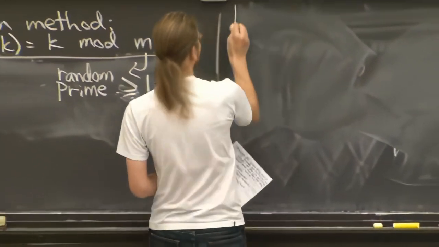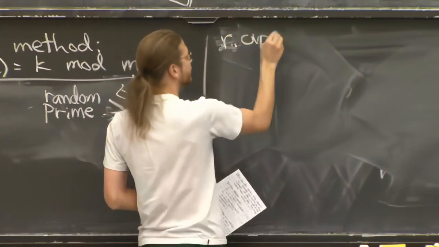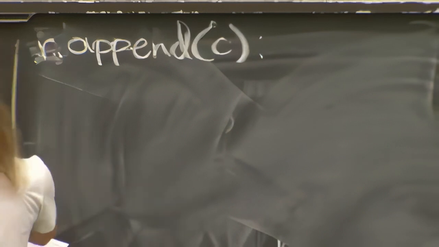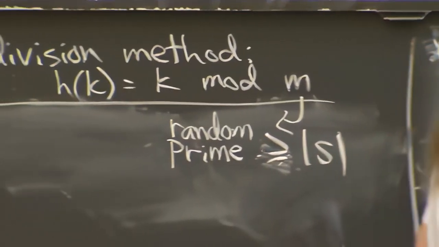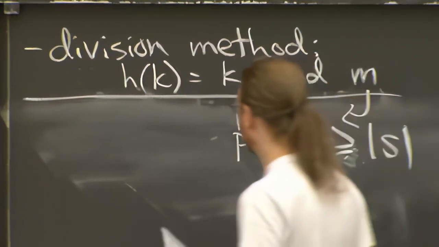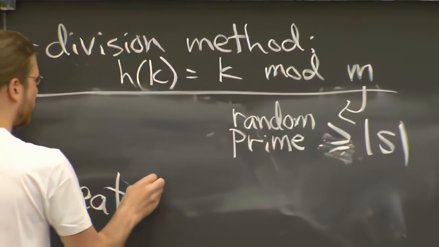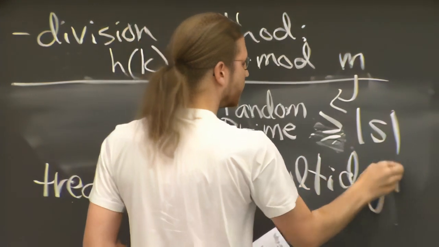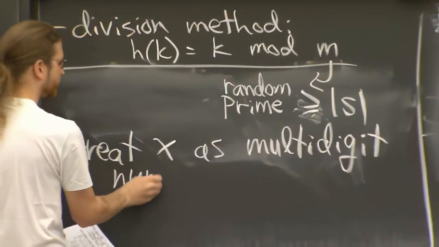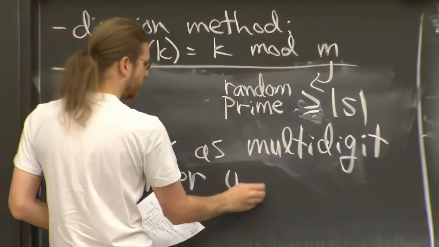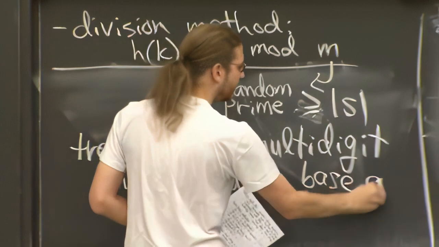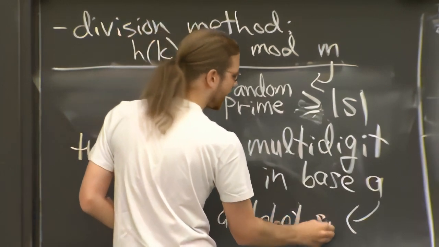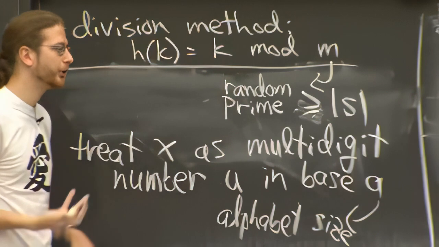The point is to look at an append operation, and think about how this hash function changes when you add a single character. Oh, I should tell you. We're going to treat the string x as a multi-digit number. This is the sort of pre-hash function. And the base is the size of your alphabet. So if you're using ASCII, it's 256. If you're using some Unicode, it might be larger.